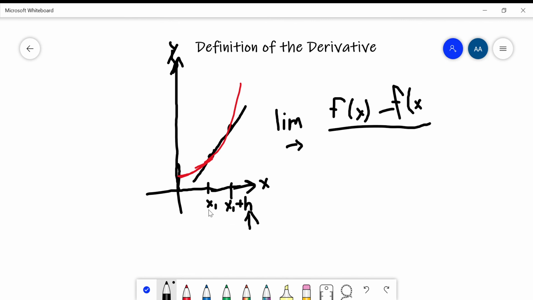If you have x1 over here, x1 plus h, and let's say h becomes 0. As h is becoming 0, you'll notice that it becomes closer to x1, which means that they'll become the same point. Now this is something I want you to understand, so if you need to play it back a few times, feel free to do so.